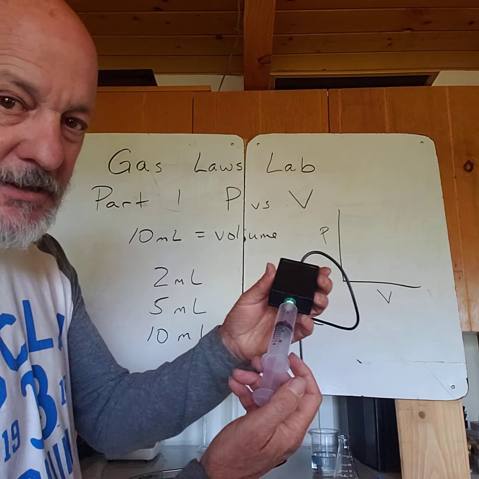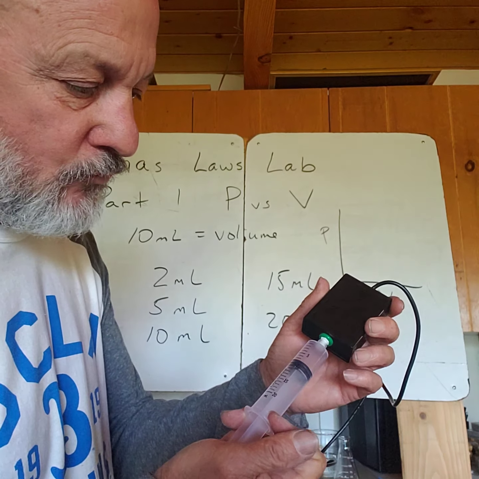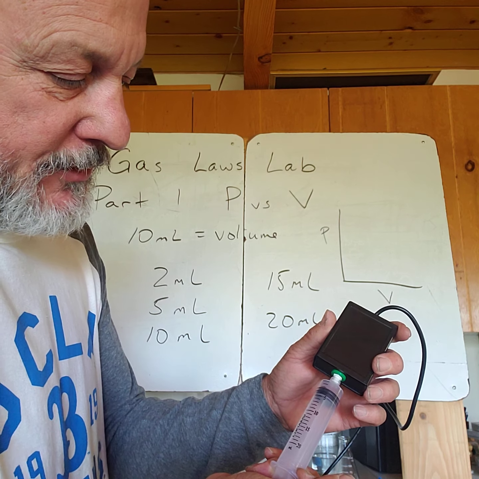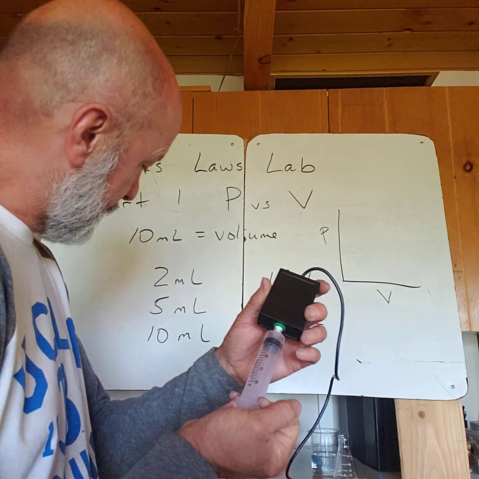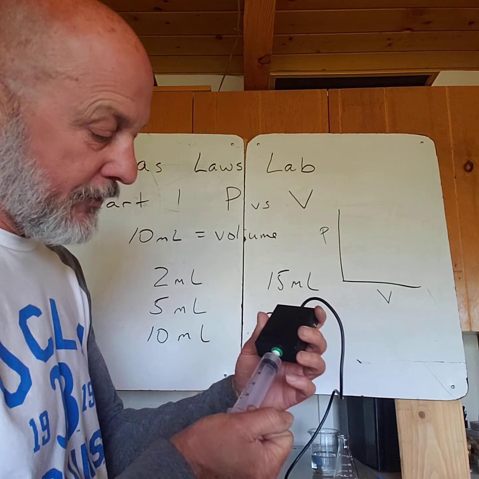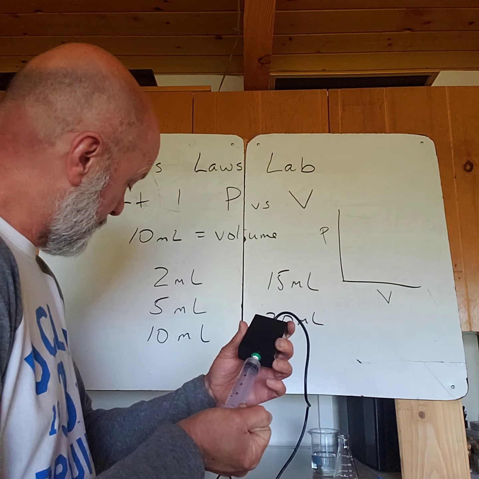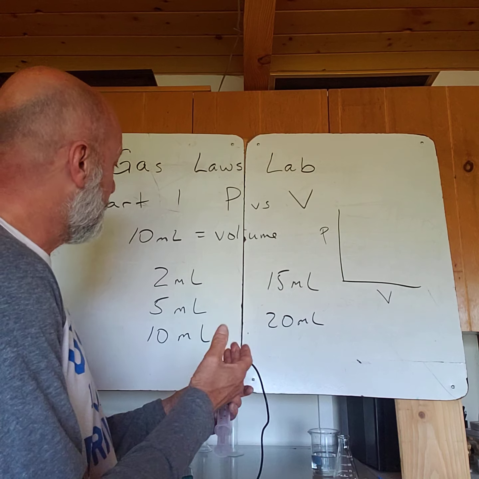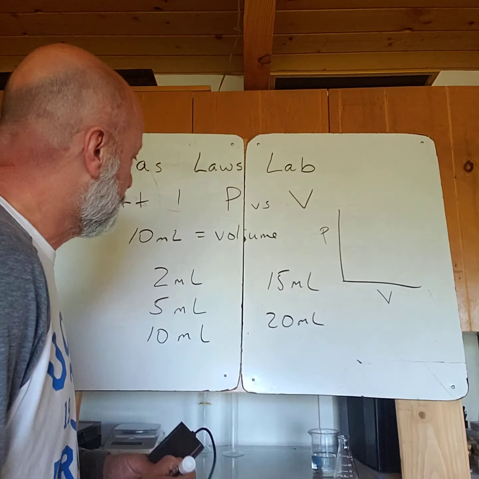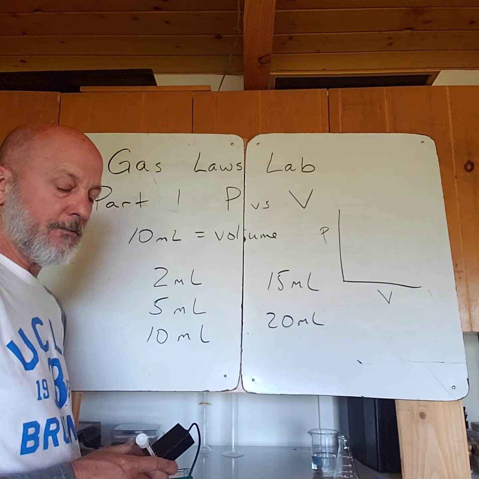What I do is I take this and I squeeze it down to 2. It's going to fight you a little bit. You have to push and fight and get it down to 2. Hold it steady. Mine says about 2.3 atmospheres or a little more. So hold it steady, and then read the pressure. So at 2 milliliters, what's your pressure?